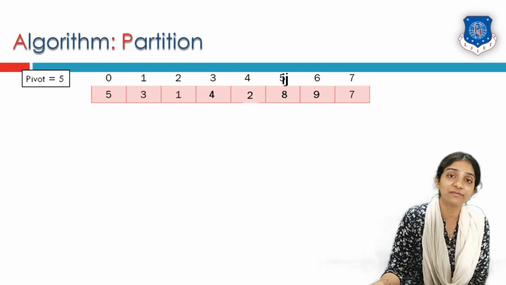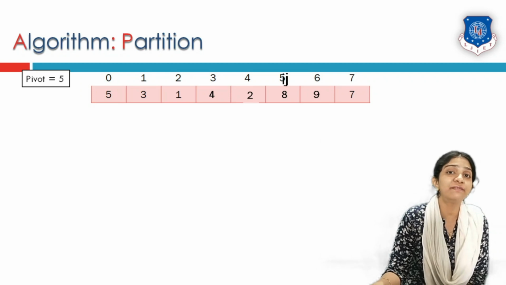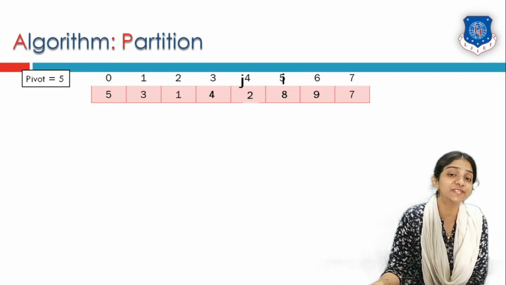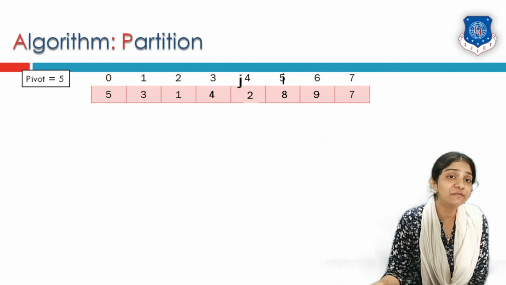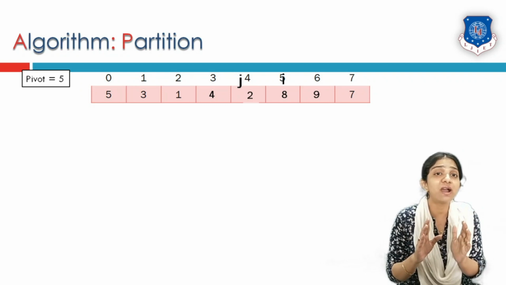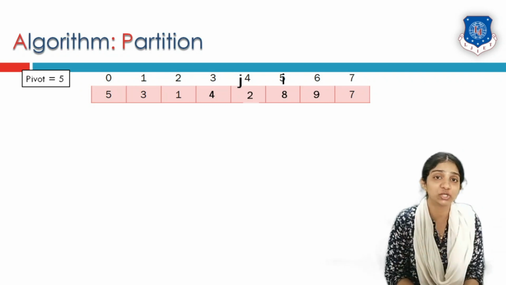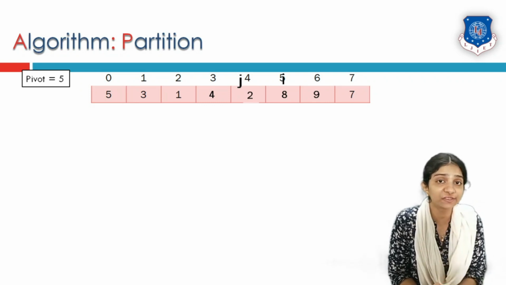No, let us start with j. Is 8 greater than or equal to 5? Yes, j is decremented. Now, is 2 greater than or equal to 5? No. At this location, j and i have now crossed each other. That means index j is now lesser than index i.